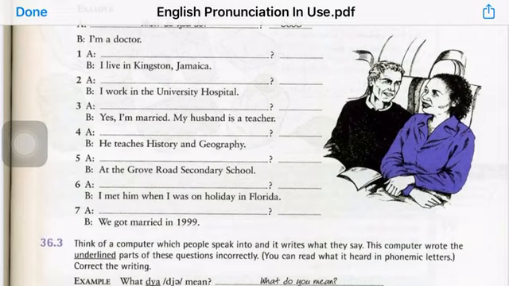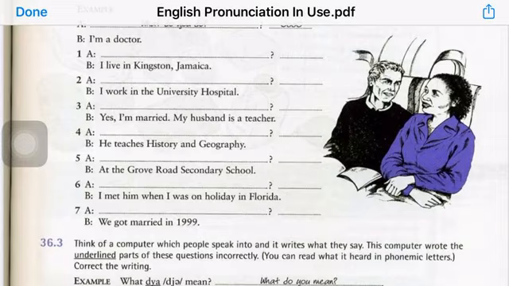Why? Because here we have where, a question word, and a question word should always be strong. Did, auxiliary, weak. You, pronoun, weak. Meet, a verb, strong. And then him, a pronoun, which is also weak. So we would have the stress pattern: strong, weak, weak, strong, weak. Here we have 5 different syllables.